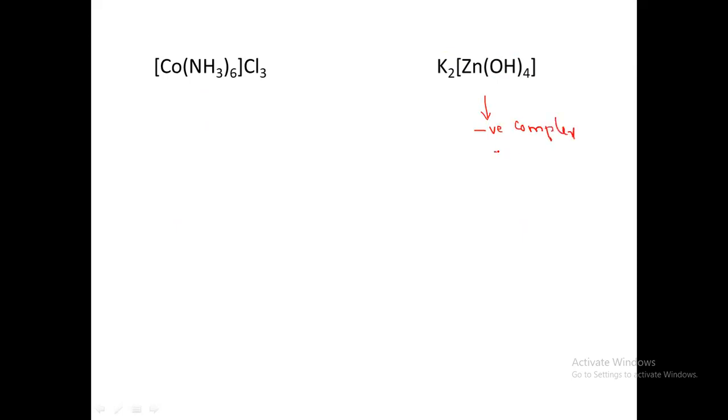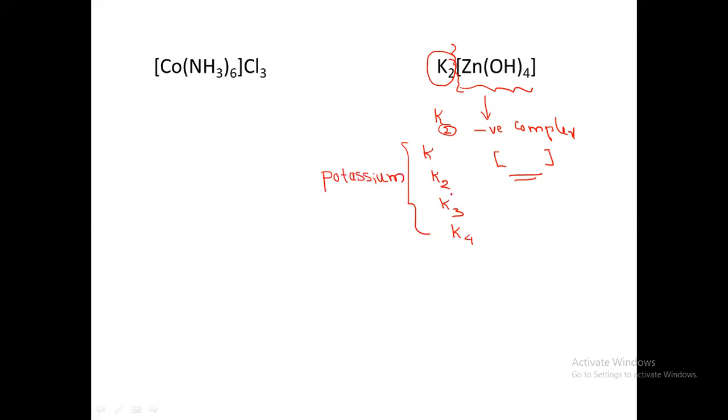So in a negative complex, the square bracket, the coordinate part, will be written as the second term. All the basic rules are the same. You have to name the positive part first. So here it is potassium. Remember, this is a counter ion. It's outside the coordination sphere. So this 2 in K2 is insignificant. Whether it is K or K2 or K3 or K4, it doesn't matter. We simply write potassium. We won't mention that subscript number. So that is insignificant.